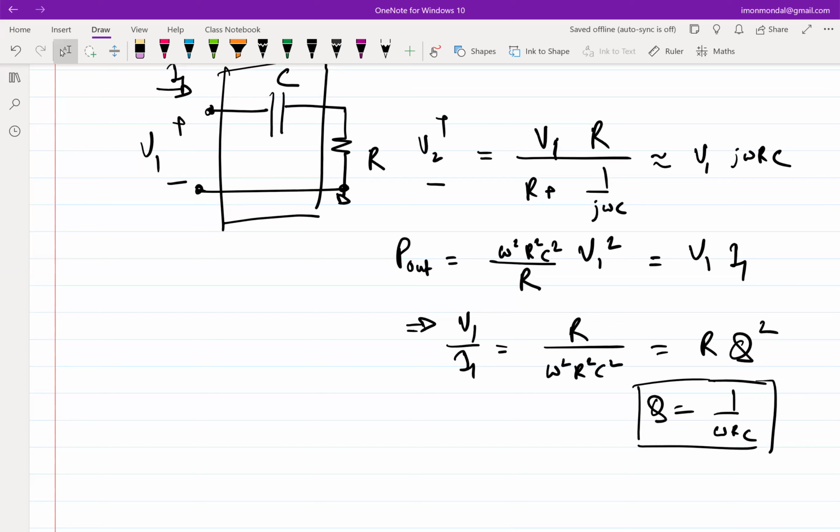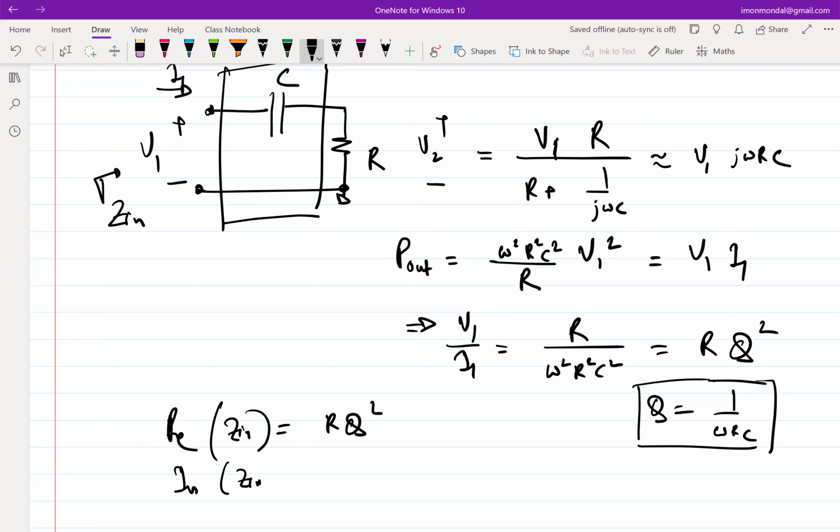Correct? So at least I know that right now the real part of the impedance, or if I say Z in, so some real part of Z in is equal to R times Q square, right? What is the imaginary part of Z in? Now note that we are working under the condition that the impedance of the capacitor is much more than the resistor. So what is the imaginary part of Z in approximately? One by j omega C, right? 1 by j omega C.